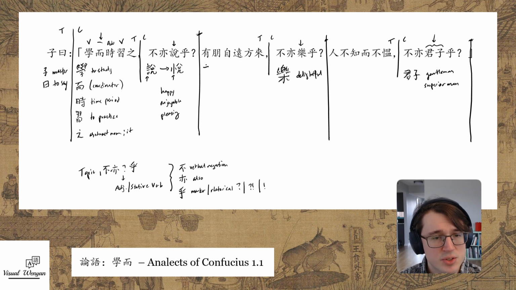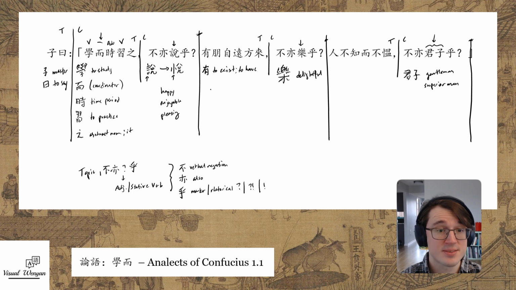Our second one, we start with the existential verb 有, to exist, or sometimes to have, to possess. 朋, a noun, meaning friend.